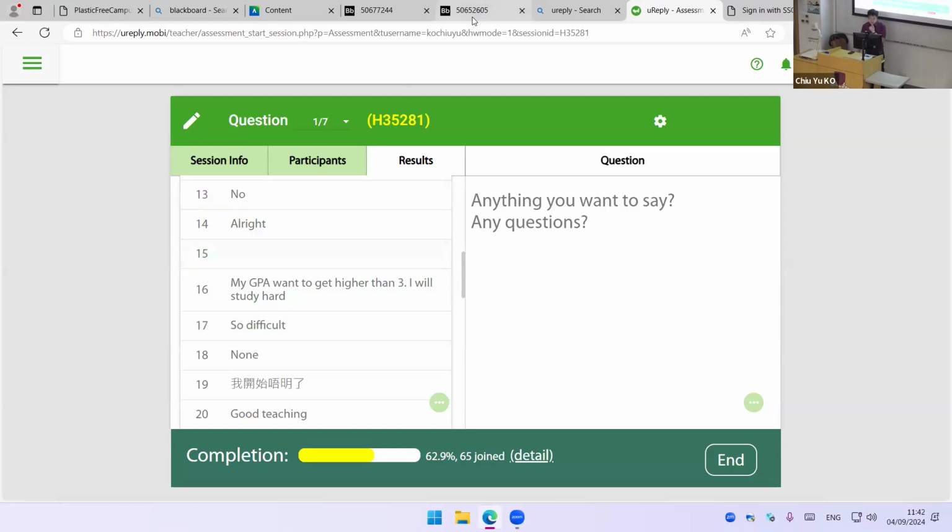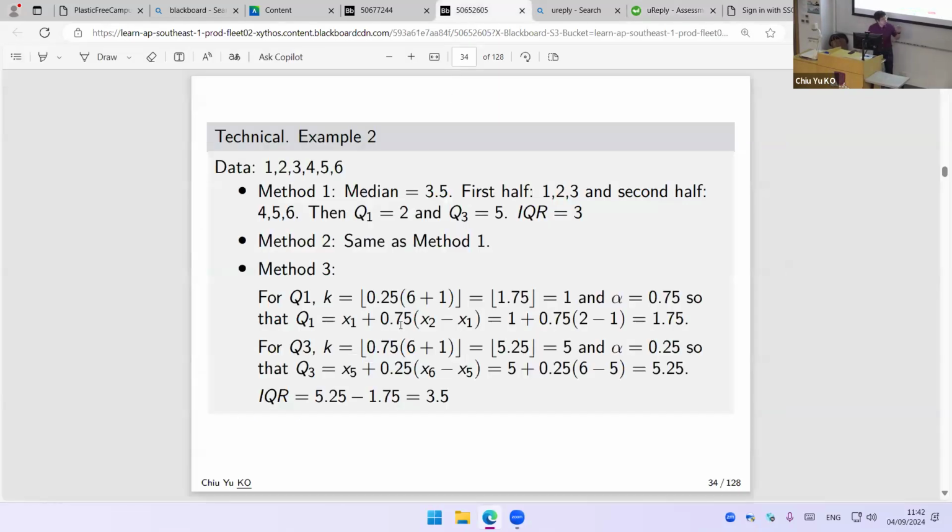Yes, I think it's a little bit difficult for this group. Maybe I go through it once more to make sure everyone got it.